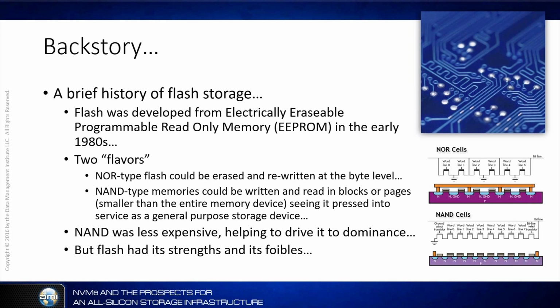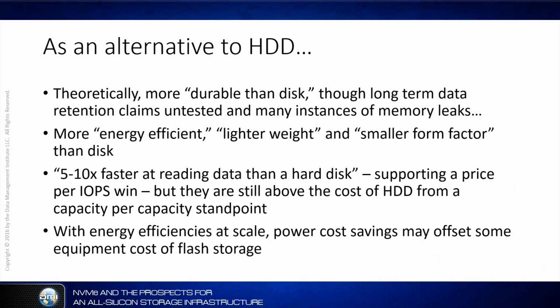Now, there were really two different flavors of early flash storage. There was NOR-type flash, which could be erased and rewritten at the level of an individual byte, and then there was NAND-type memory that could be written and read in blocks or pages, smaller than the entire memory device, but still larger than an individual byte. Frankly, because of their lower price, the NAND-type memory was pressed into service and became what we contemporarily call flash memory. But flash had both its strengths and its weaknesses.